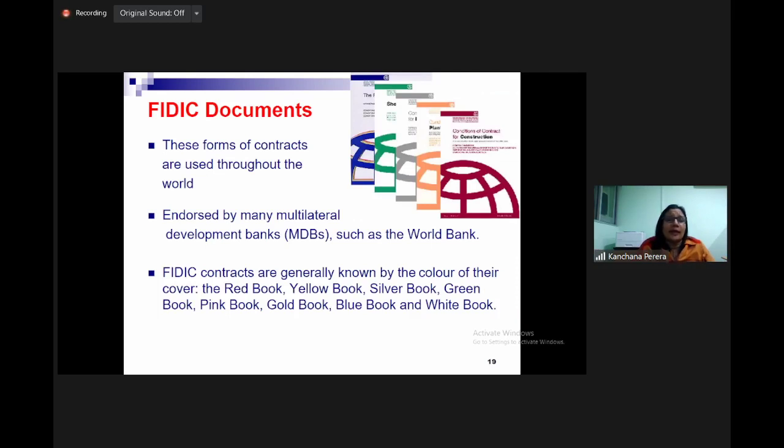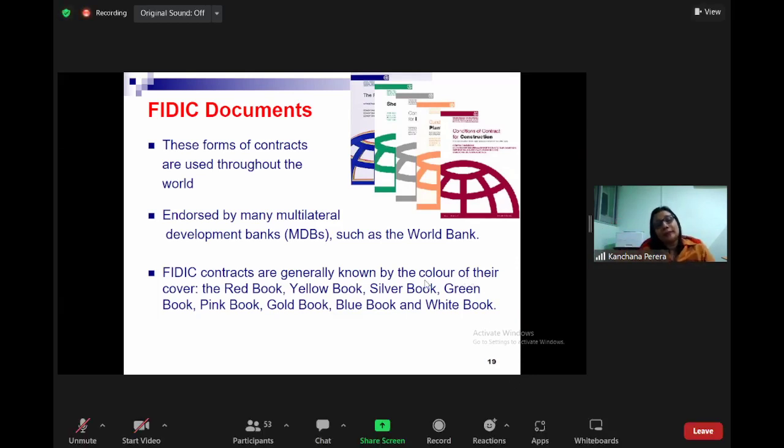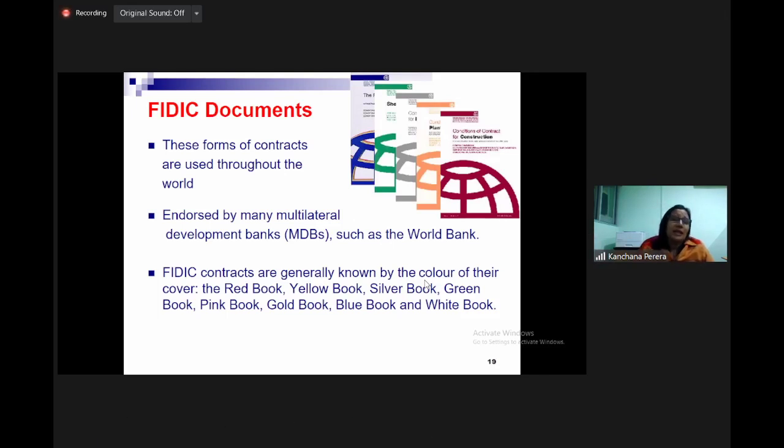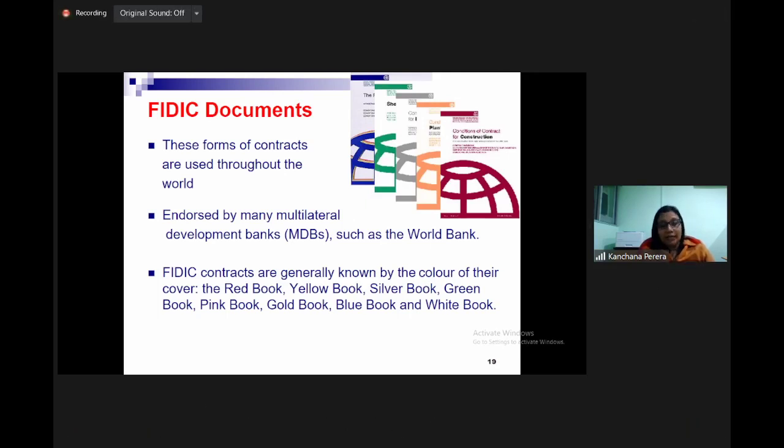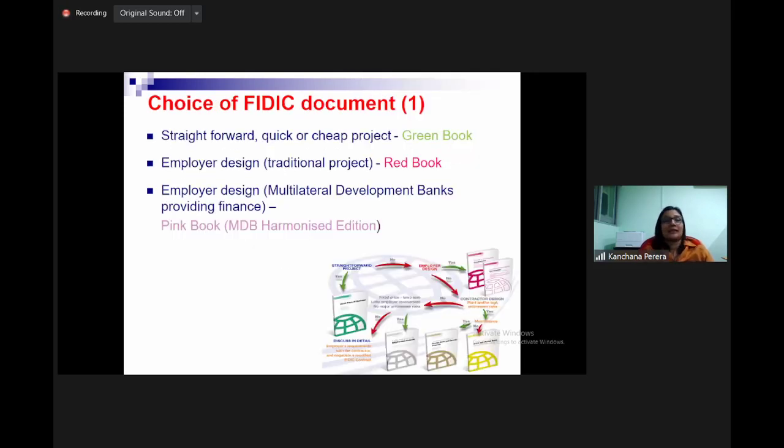These forms of contracts are used throughout the world, endorsed by many multilateral development banks, such as the World Bank. All multilateral banks have endorsed these versions. FIDIC contracts are generally known by the color of their cover: red book, yellow book, silver book, green, pink, gold, blue, white. What are these? Just for your knowledge.